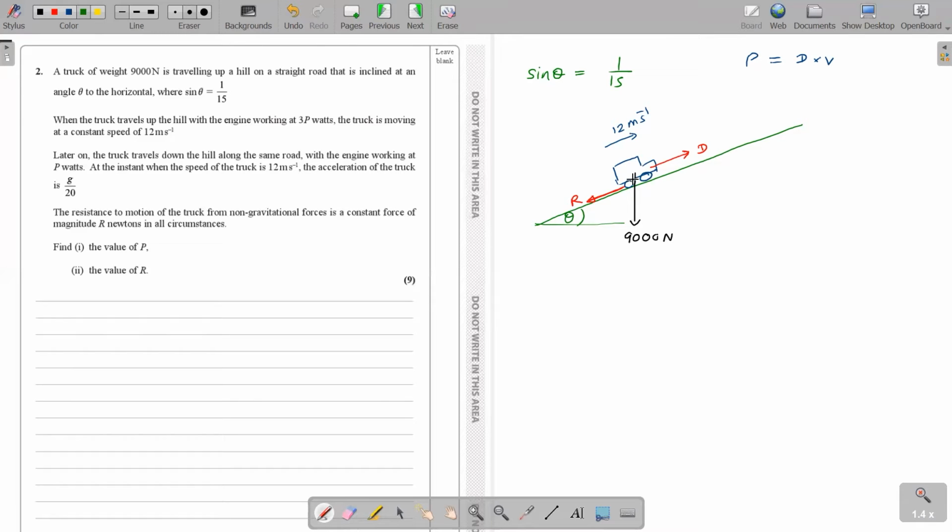What else? You said normal reaction. Yes, normal reaction acts perpendicular to the surface. Now, normally when we have an object moving along an inclined plane, I want to keep my forces in the directions along the plane and perpendicular to the plane. You can see this 9,000 newton is directly vertical. Shall we resolve it? So what happens when you resolve? The theta comes here, right? Then you get here 9,000 cos theta. This side you get 9,000 sine theta.